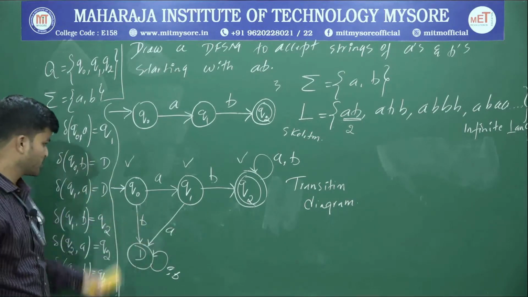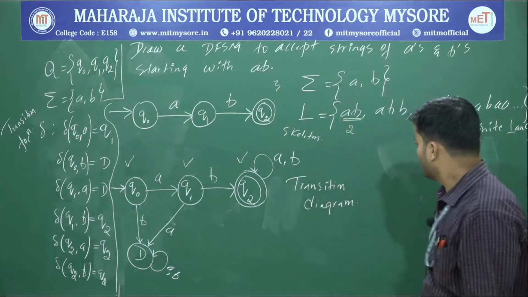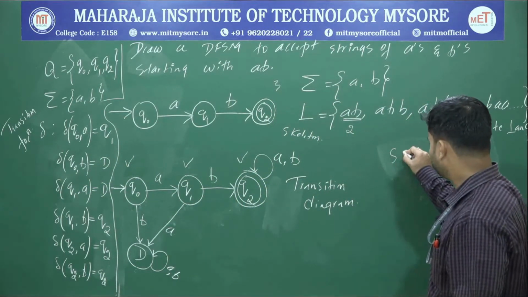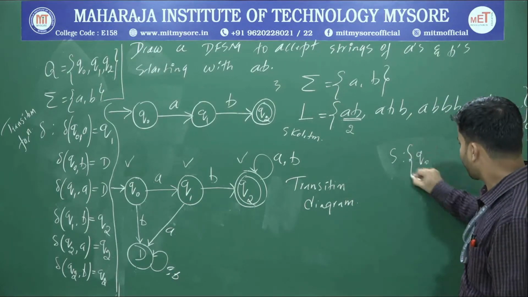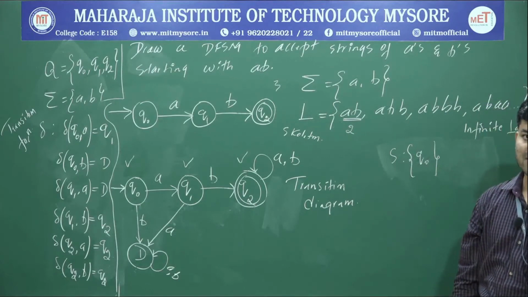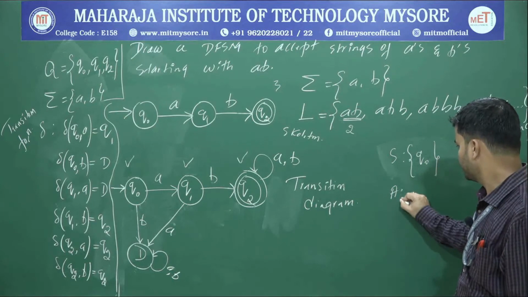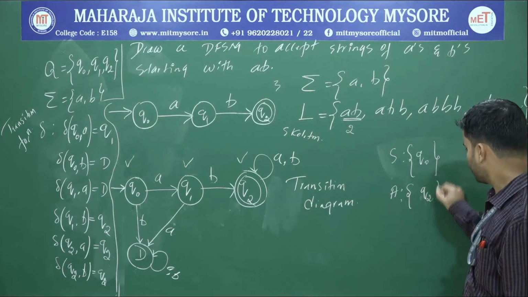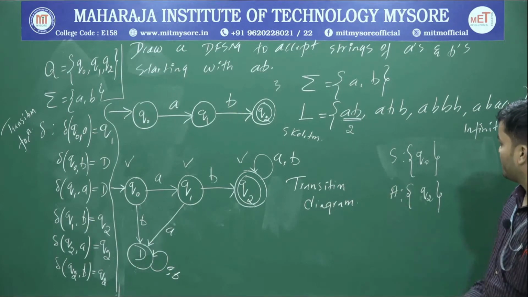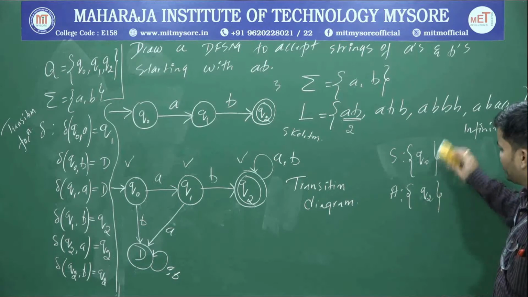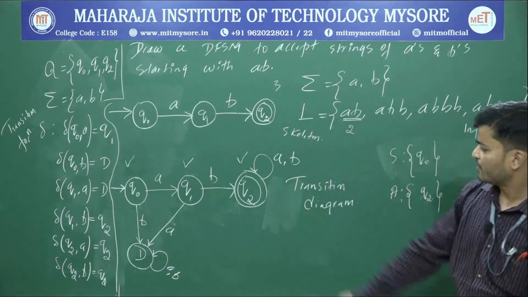So transition diagram, transition function. What are the remaining tuples? Q is over, sigma is over, delta is over. Start state. What's the start state from the diagram? Start state is Q0. And what about the accepting state? Accepting state is Q2. Yeah, there is one more thing, that is a transition table. I'll rub this part and I'll write. So start state is Q0 and accepting state is Q2.